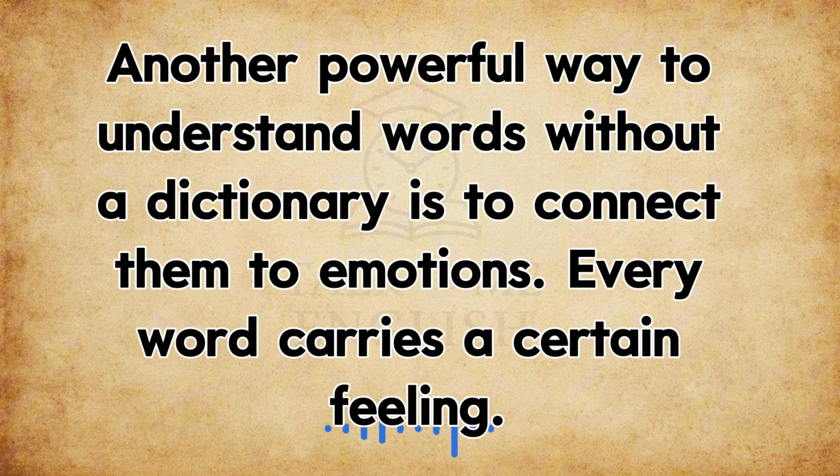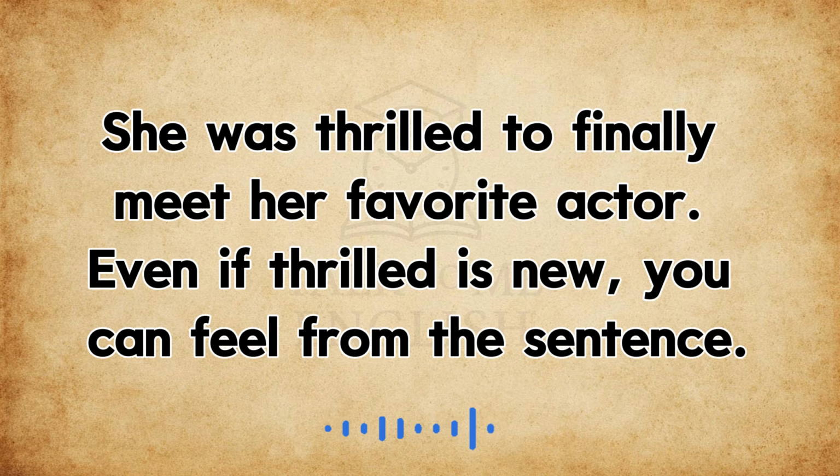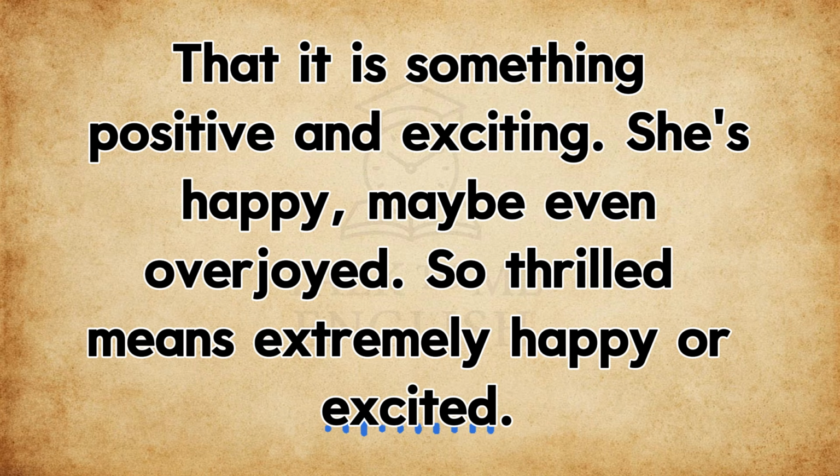Another powerful way to understand words without a dictionary is to connect them to emotions. Every word carries a certain feeling, and your brain is very good at noticing those feelings if you pay attention. For example, listen to this sentence. She was thrilled to finally meet her favorite actor. Even if thrilled is new, you can feel from the sentence that it is something positive and exciting. She's happy, maybe even overjoyed. So thrilled means extremely happy or excited.